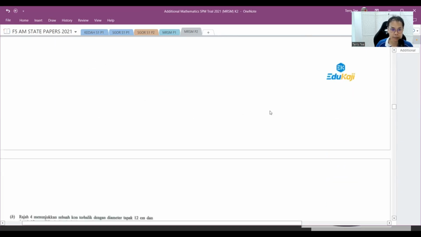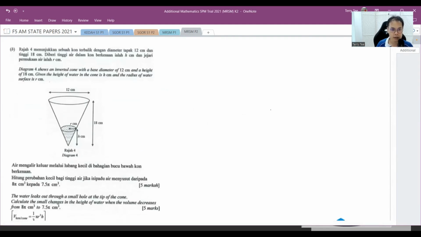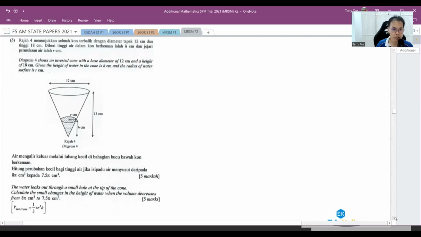All right. Okay, this is the first part. Let's move on to the second part. Okay, so the second part involves what we call small change and approximation. Here we have a diagram that shows an inverted cone with a base diameter of 12 cm and a height of 18. So given the height of the water in the cone is h and the radius of the water surface is r.